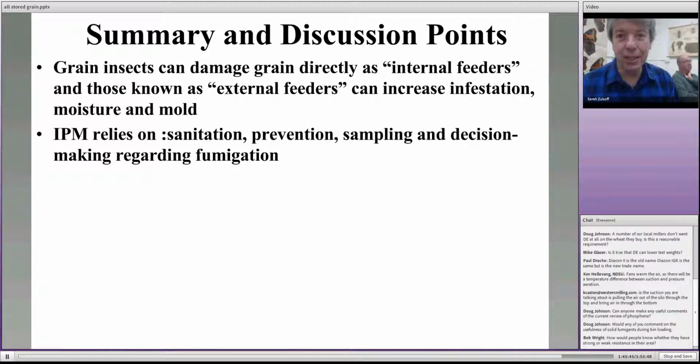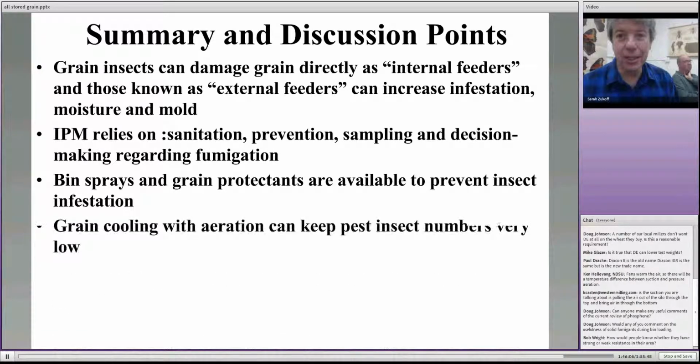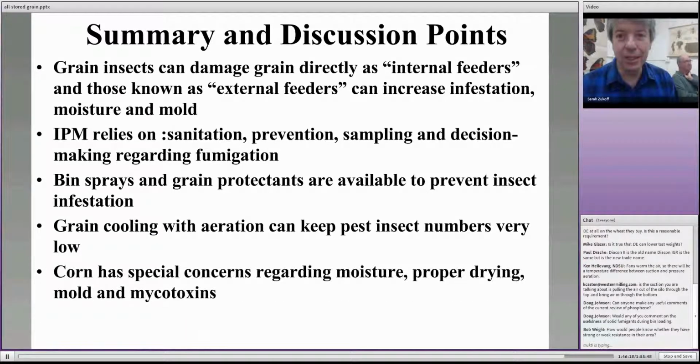IPM then, as we've talked about, should involve sanitation, and then other forms of prevention along with the sanitation, so grain cooling, use of chemical protectants, and then sampling and decision making as you go forward, and using fumigation only as needed. A lot of those preventive measures can be bin sprays, grain protectants, which are available and legal. Grain cooling, certainly, we promote this a lot, but again, a lot of the bins, particularly the concrete silos, are not going to have grain cooling, and so that needs to be addressed.